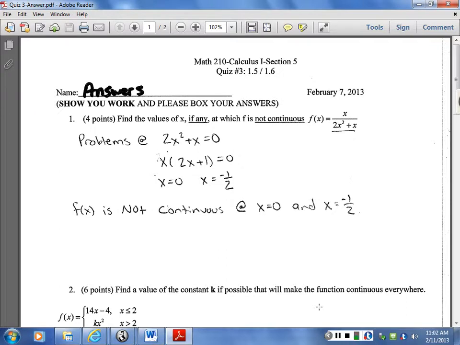So the function is continuous at all points except at x equals 0 and x equals minus 1/2. Depending on how they word the problem, if they ask for the interval in which it is continuous, you would say minus infinity to minus 1/2, union, minus 1/2 to 0, union 0 to infinity. Some of you did that, which was fine, but if they're just asking for the values of x at which the function is not continuous, you only have to list those two values. Does anyone have any questions on that? Being worth 4 points, a lot of you just got 1 point for saying 0.